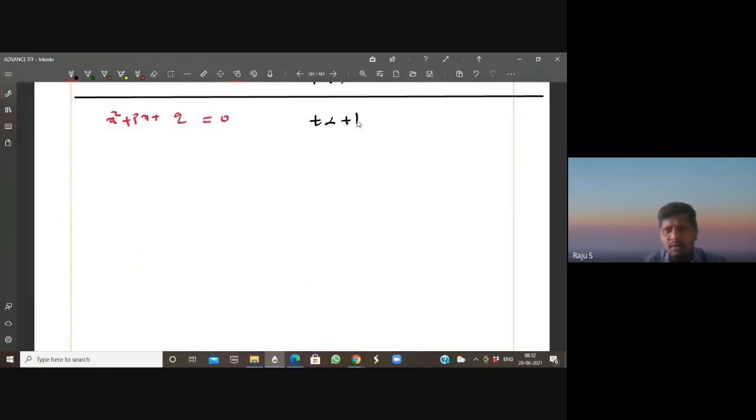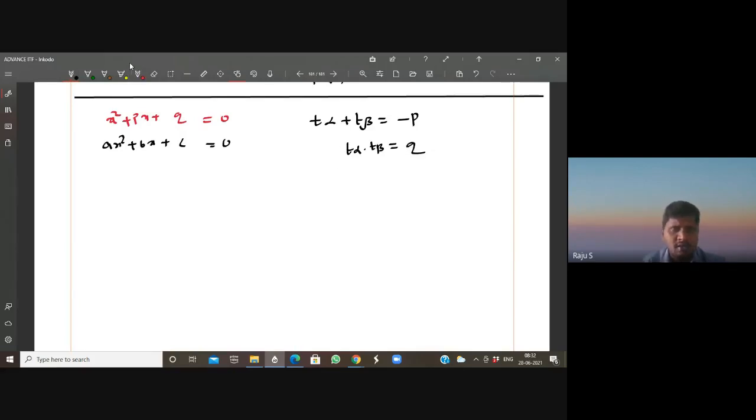Can you tell me what is the sum of the roots? Tan alpha plus tan beta will be minus p. Minus b. And the product of the roots is c by a. We are comparing this with ax square plus bx plus c. Then the sum is minus b by a, the product is c by a. C by a means q. Am I right?